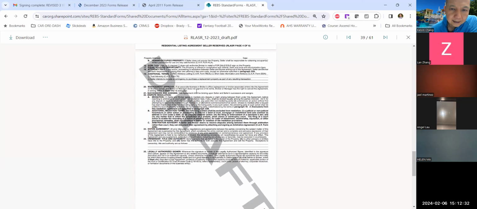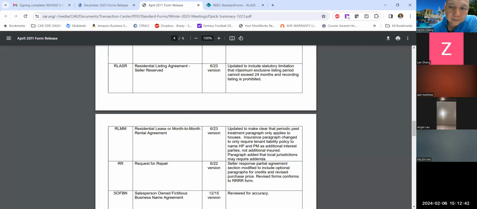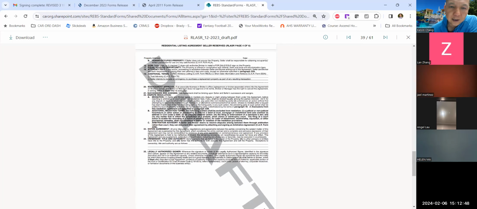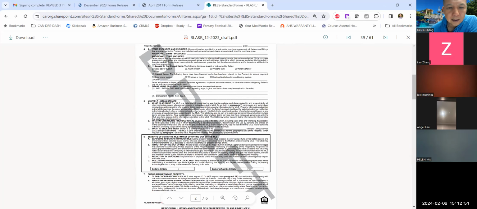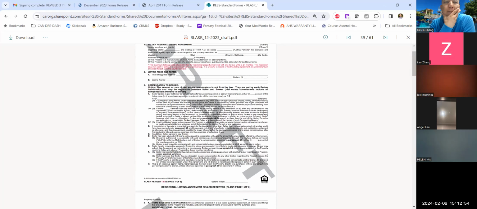To me, the primary reason you would use a reserve listing is when, for example, I have already identified and entertained a specific set number of procured buyers by myself as a seller.